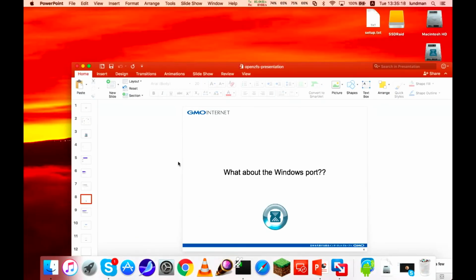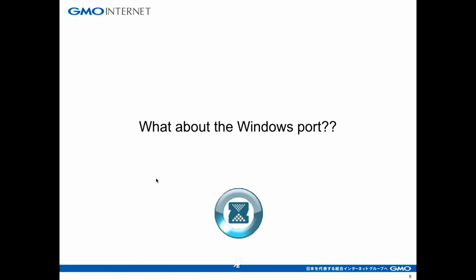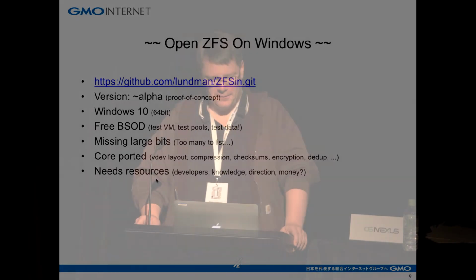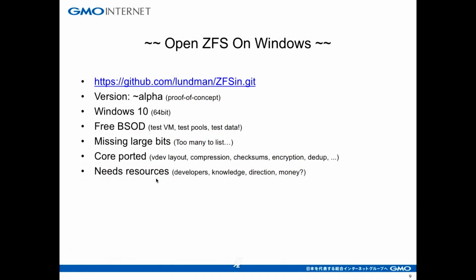Windows version. What about the Windows port? It doesn't really have a name yet. There's a story to that, but anyway. The current version is alpha, or it wants to be alpha when it grows up.